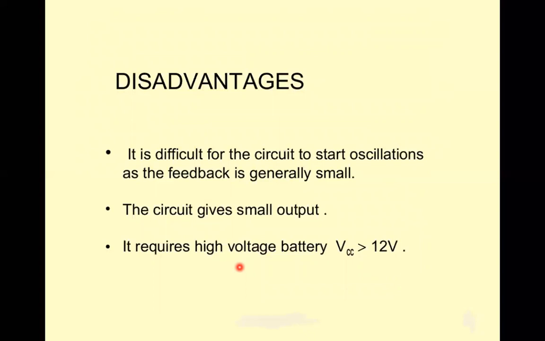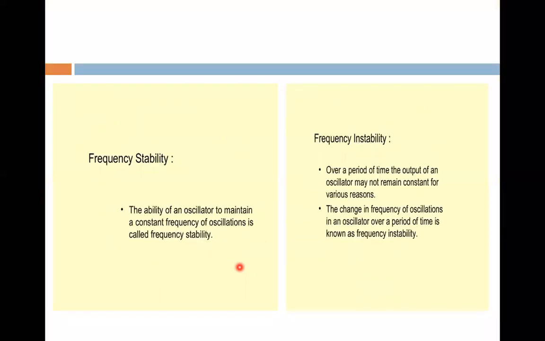It is difficult for the circuit to start oscillations as the feedback is generally small. The circuit gives a small output and it requires a high voltage battery, greater than 12 volts. So we have one more issue with frequency stability. The ability of an oscillator to maintain a constant frequency of oscillations is called frequency stability. I have differentiated a few of the points on how frequency stability can be maintained with respect to a few of the reasons. I have given the reasons as well as the solutions for that.